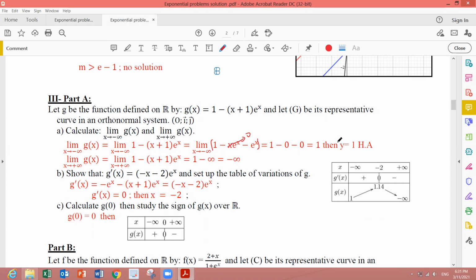Then we can say that y equals 1 is a horizontal asymptote. Not necessary to say horizontal asymptote. Limit as x tends to plus infinity. This one becomes plus infinity times e to the infinity, which is infinity. It becomes infinity. 1 minus infinity is minus infinity.